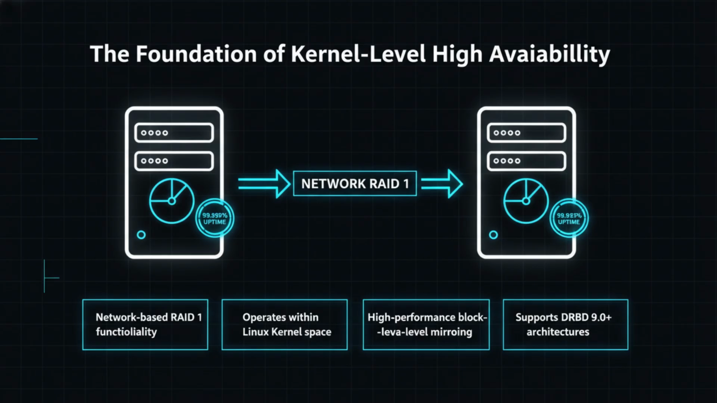At its core, DRBD is a software-defined, kernel-based solution designed to provide high availability by mirroring block devices over a network. Think of it as a network-based RAID 1. Because it operates within the Linux kernel, specifically starting from version 2.6.33, it bypasses many of the performance bottlenecks found in user space replication tools.